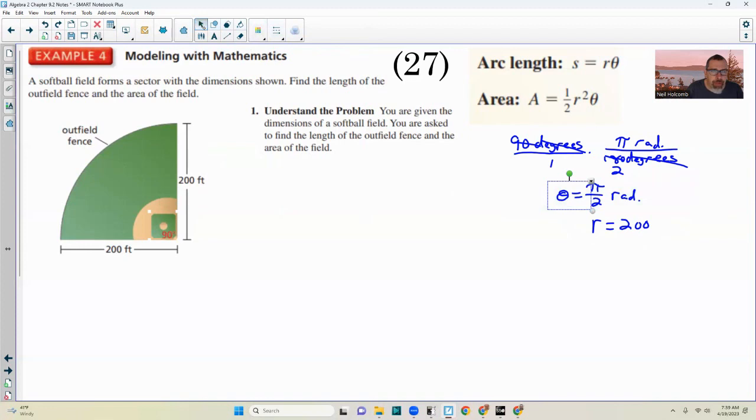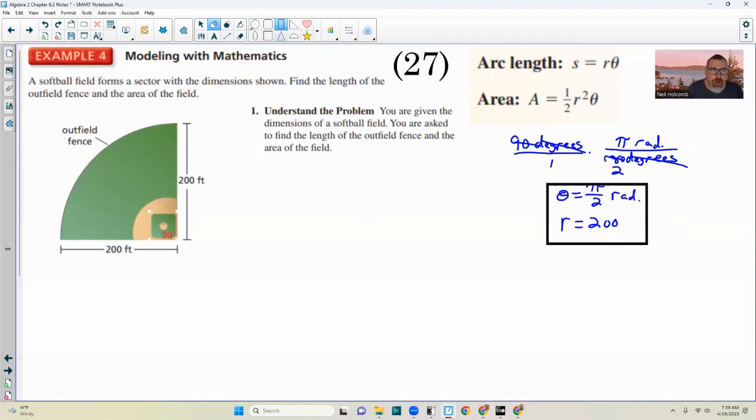Let me move this over so they line up, and these are what we need. You need to know what theta is, and you need to know what r is. So that's the first thing we do. Theta is pi over 2 radians, and r is 200.